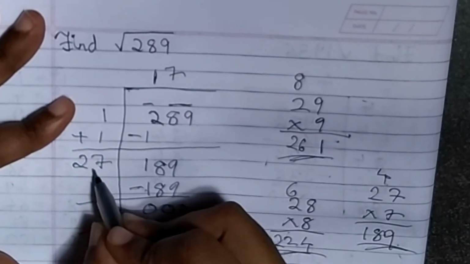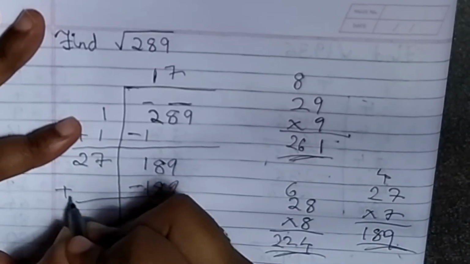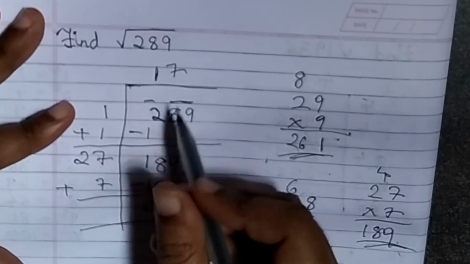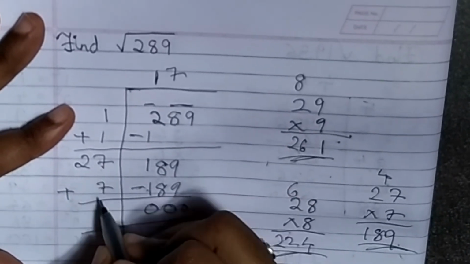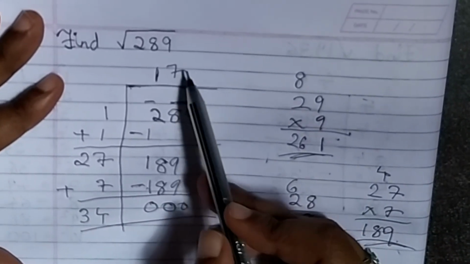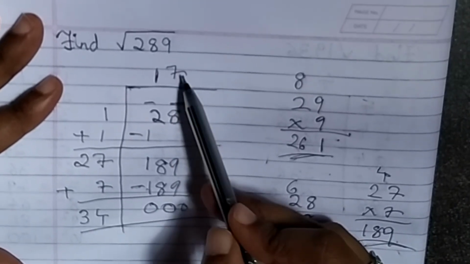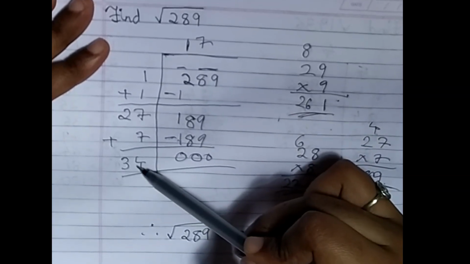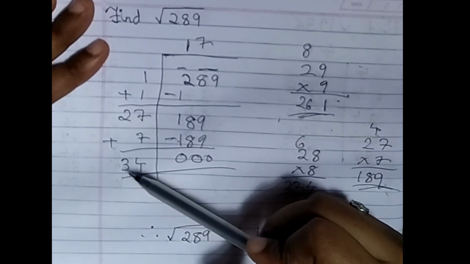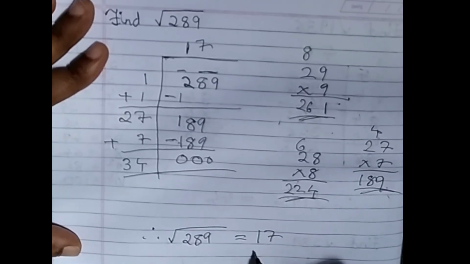And here we will add whatever number we have taken, plus 7. We will add the number in the units place which we have taken just now, that is 7. So 27 plus 7 will be 34. So see, here the answer is 17. Square root of 289 is 17. See, this number is double of this number. Double of 17 is how much? 34. See, we have got 34 here. So this answer is correct, that is, square root of 289 is 17.